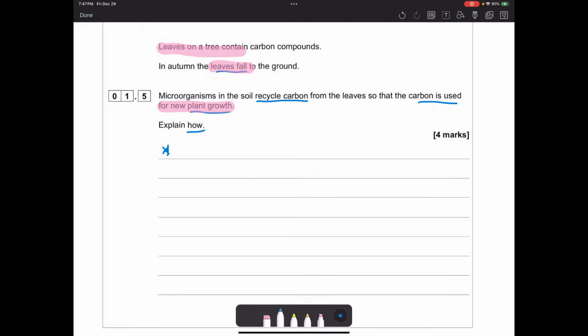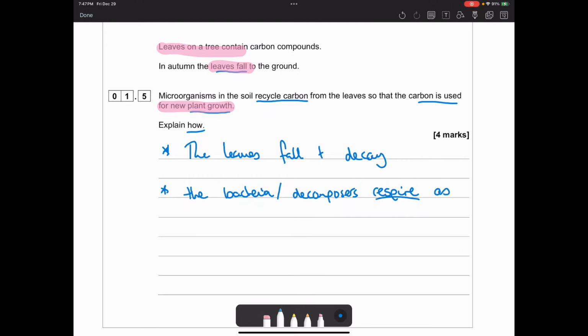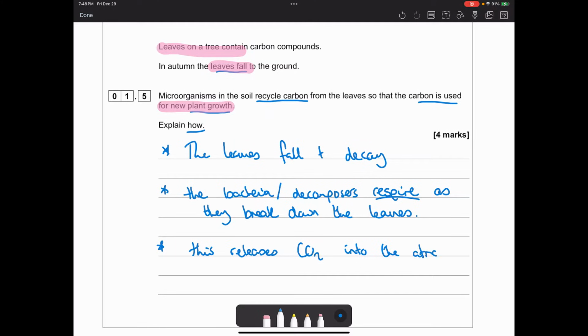Well, first of all, as your trees fall to the ground in autumn, what happens to them? They decay. So the leaves fall and decay. Okay, now what is actually breaking them down? Well, it's decomposers like bacteria. The bacteria or decomposers respire as they break down the leaves. So you've got the bacteria decomposing and respiring as they're breaking down and decaying the leaves. This releases CO2 into the atmosphere. That would give you your third mark.